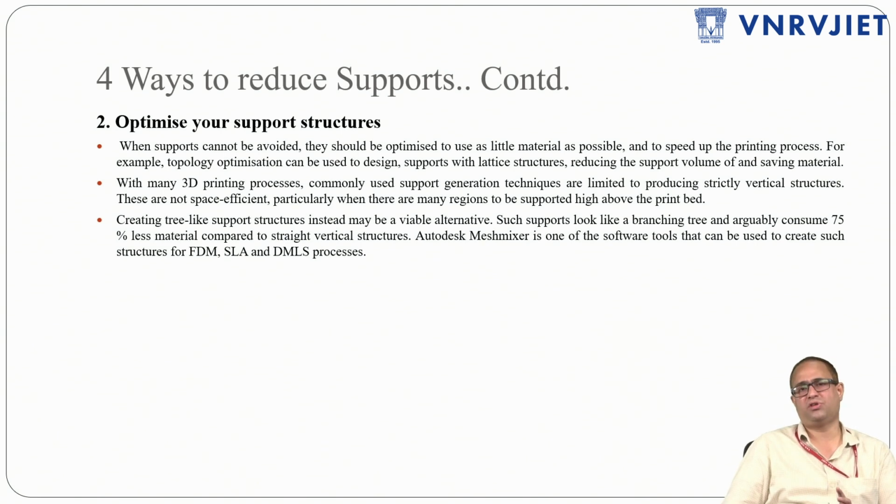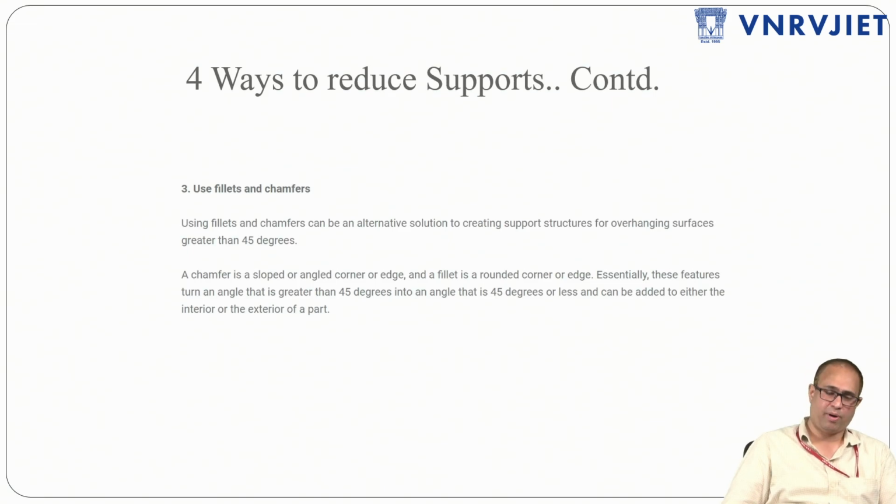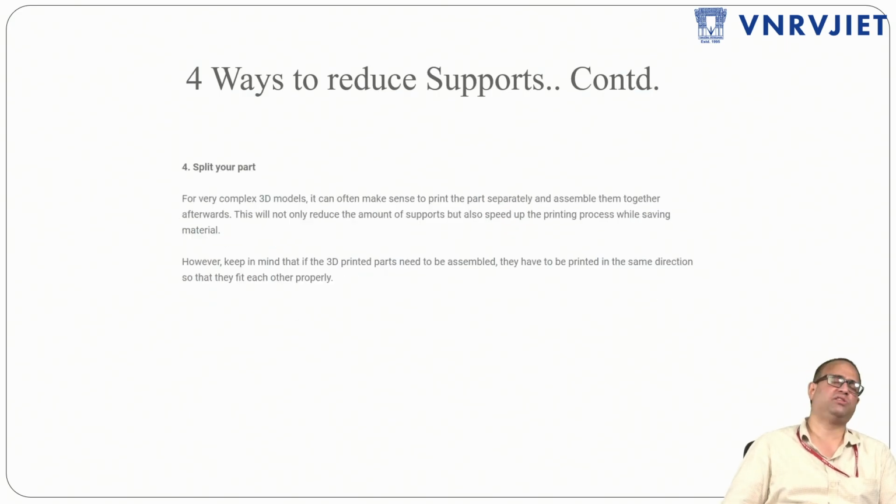So optimization of supports as well as part orientation plays an important role in making good parts. Also, when using CAD models, it is always better to use fillets and chamfers, which can be an alternative solution to reduce the support materials. And also split: if the parts are too big, it's always better to split your part so that we can reduce the supports. These are the important things we should keep in mind for part orientation and support materials in additive manufacturing.